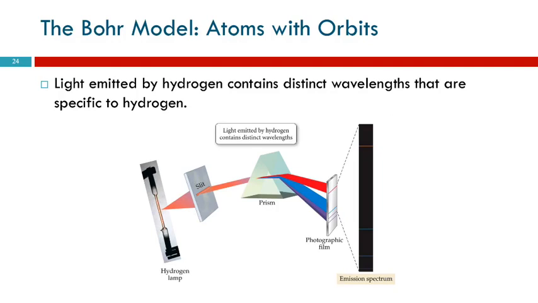So this is also an emission spectrum, but unlike the one from the incandescent light bulb that was a beautiful rainbow, this one just has particular lines of color. Each of these colors is a specific wavelength of light, a specific energy of light. And this pattern is characteristic of hydrogen. Doesn't matter where the hydrogen came from, put it in a lamp and send it through the prism, and you're going to get the same spectrum every time. It's kind of like a fingerprint.